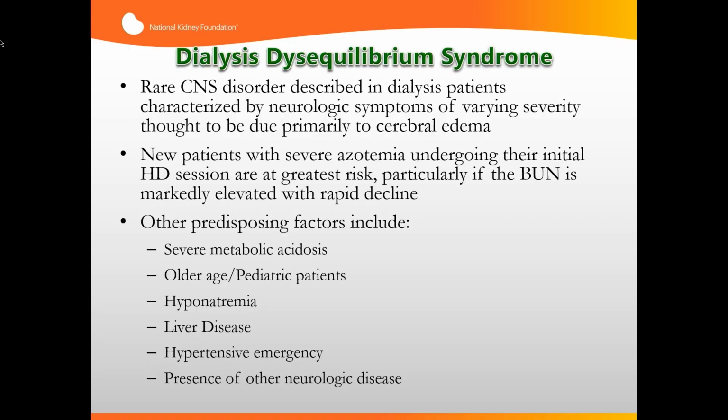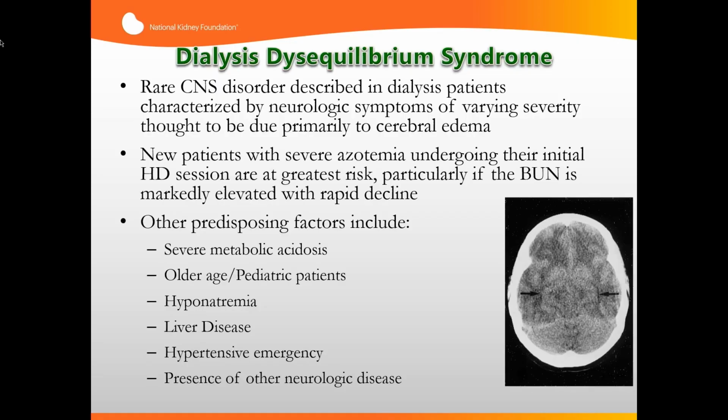The other factors that can predispose to this condition are the concomitant presence of severe acidosis, older age or younger patients, the presence of hyponatremia, liver disease, hypertensive emergency, and also if the patient has any other underlying neurologic disease.